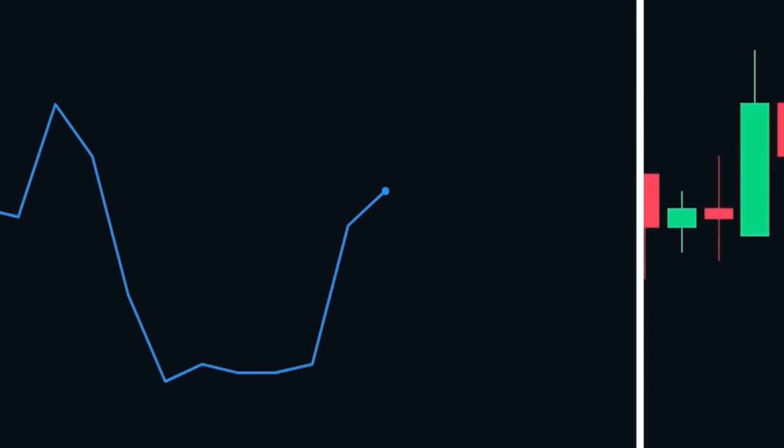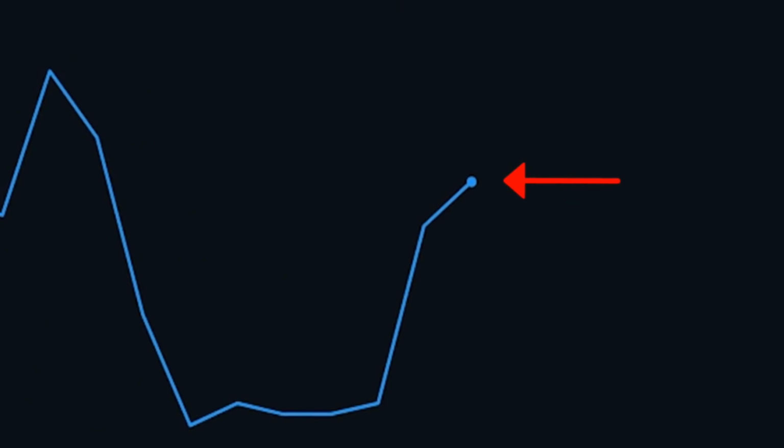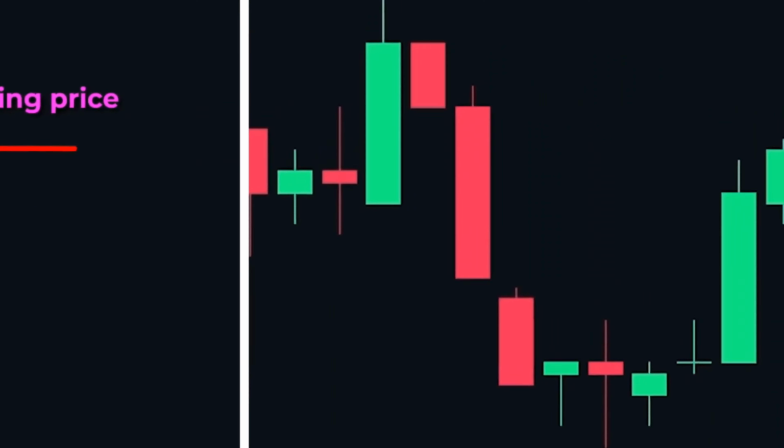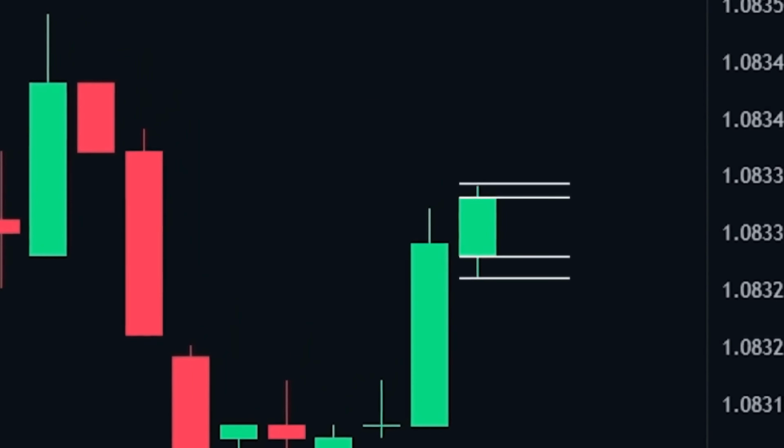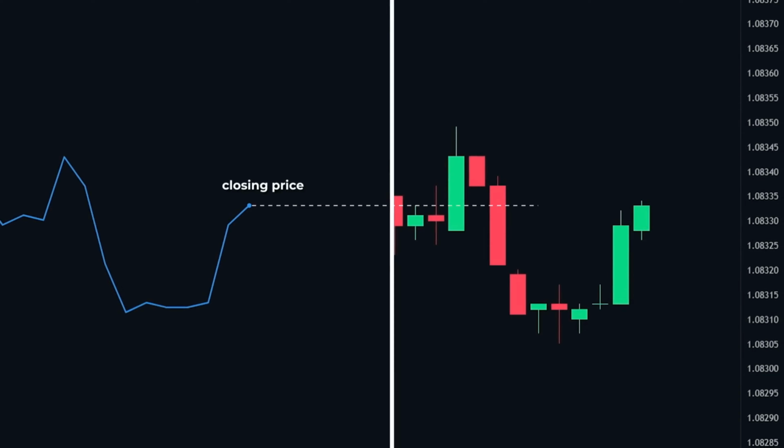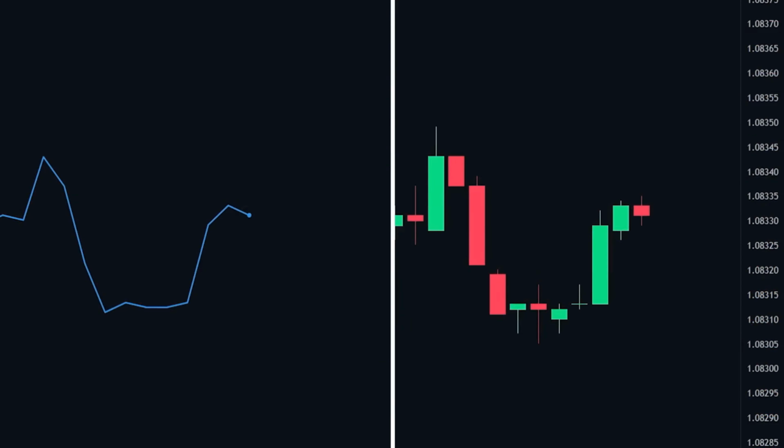However, notice that the line chart only shows us one piece of information, the closing price for each period. In contrast, the candlestick chart provides 4 pieces of information for the same time period. First, there's the open, which is the opening price for that period. Next is the high, which shows the highest price reached within that period. Then, there's the low, which is the lowest price reached during that period, and finally the close, which is the closing price. If you were to use only the line chart, the closing price would be the only information you'd get. To see this more clearly, here's a comparison between a line chart and a candlestick chart forming.